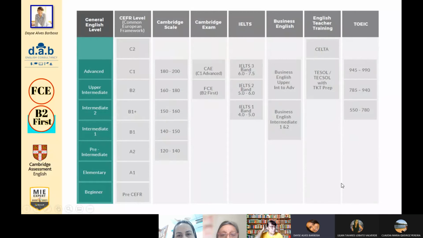Okay, I have this presentation for FCE students, okay? And what you can see here is a chart where you can see the equivalence among the different types of exams. Not all of them are here, all right? But here at the beginning, you can see this column that we classify as advanced, and on the bottom we have beginner.